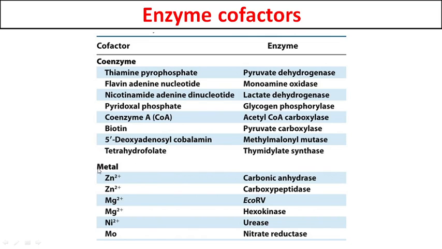Metal ions could be zinc in the case of carbonic anhydrase and carboxypeptidase, then magnesium in the case of EcoRV, a restriction endonuclease which we will study in biotechnology, and hexokinase. Nickel in the case of urease, molybdenum in the case of nitrate reductase, which we will see in nitrogen metabolism and biological nitrogen fixation. So different enzyme cofactors and coenzymes are required for enzyme activity.